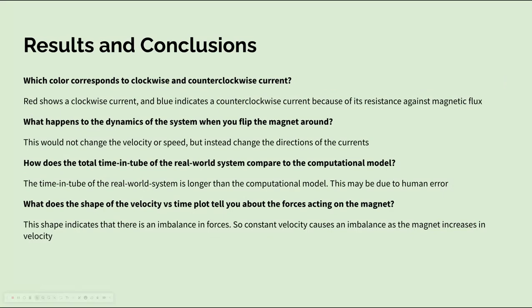What does the shape of the velocity versus time plot show you about the forces acting on the magnet? The shape indicates that there's an imbalance in the forces, so the magnet increases in velocity.